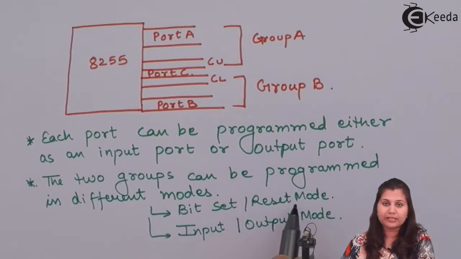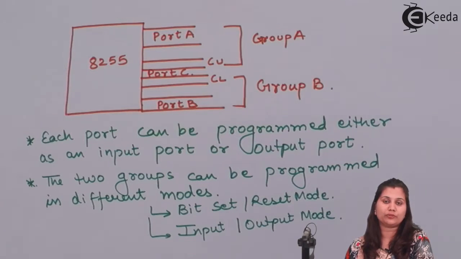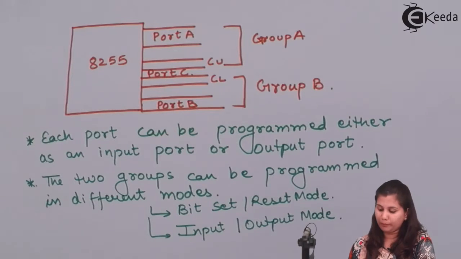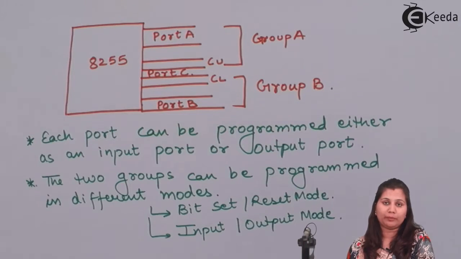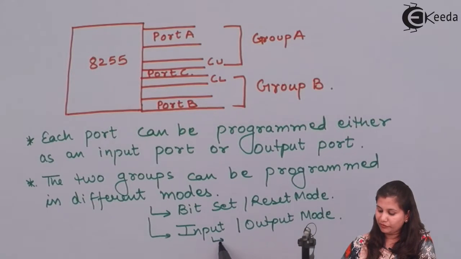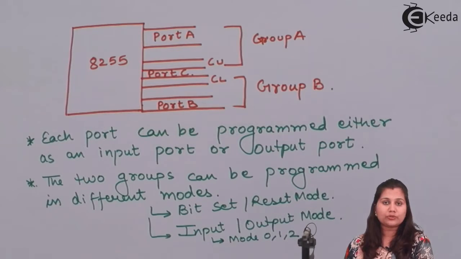The bit set reset mode decides which bits are to be set and which are to be reset. Whereas the input output mode will decide which port is going to be used as an input port and which port is going to be used as an output port. And the input output mode is further divided into three modes: mode 0, 1 and 2. We are going to study these modes of 8255 in our other video.